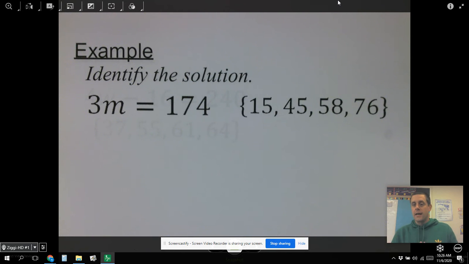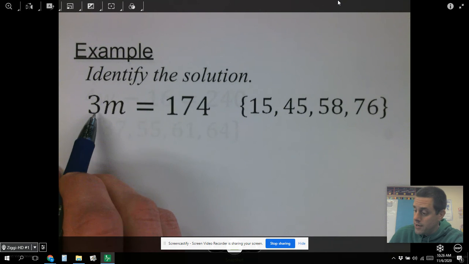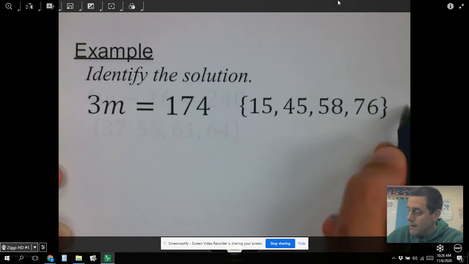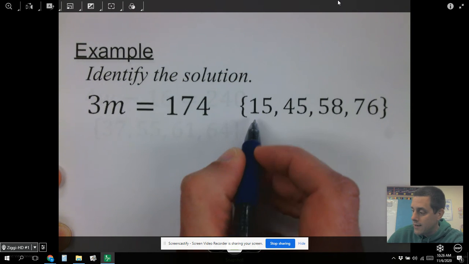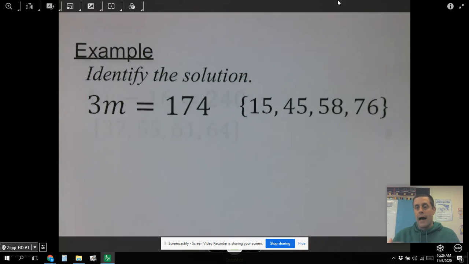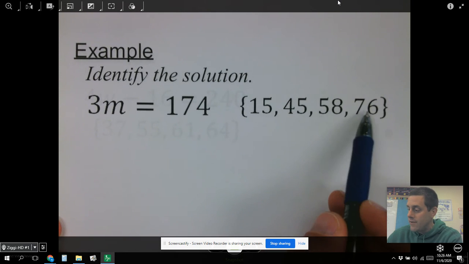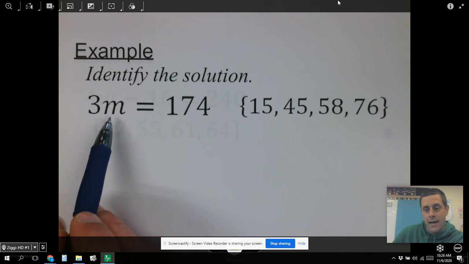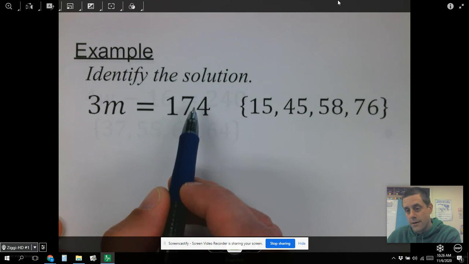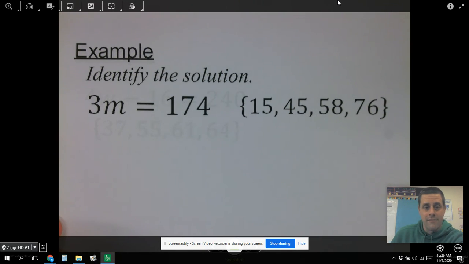All right, our first example, we are going to solve an equation using a method called substitution. Our given equation is 3m equals 174, and then we're given possible solutions in this set: 15, 45, 58, and 76. And it's going to be our task to figure out which of these values could I substitute into m to make this equation true, to make both sides of this equation the exact same value.